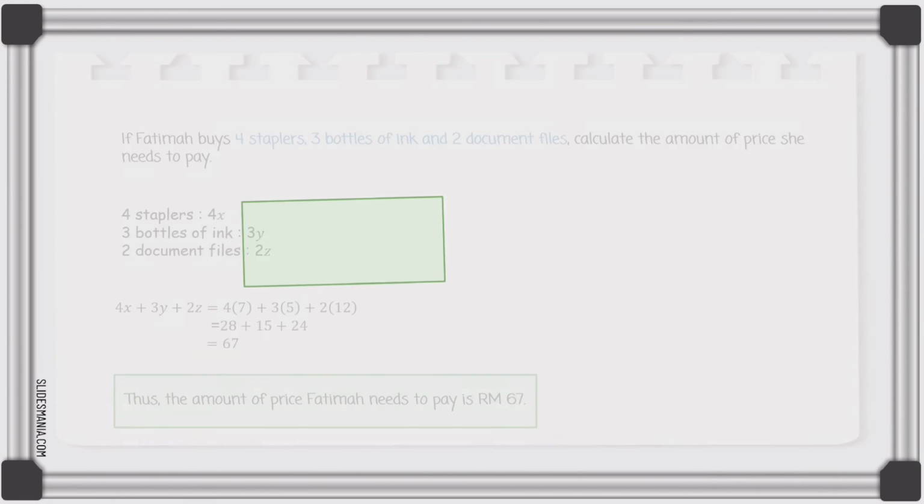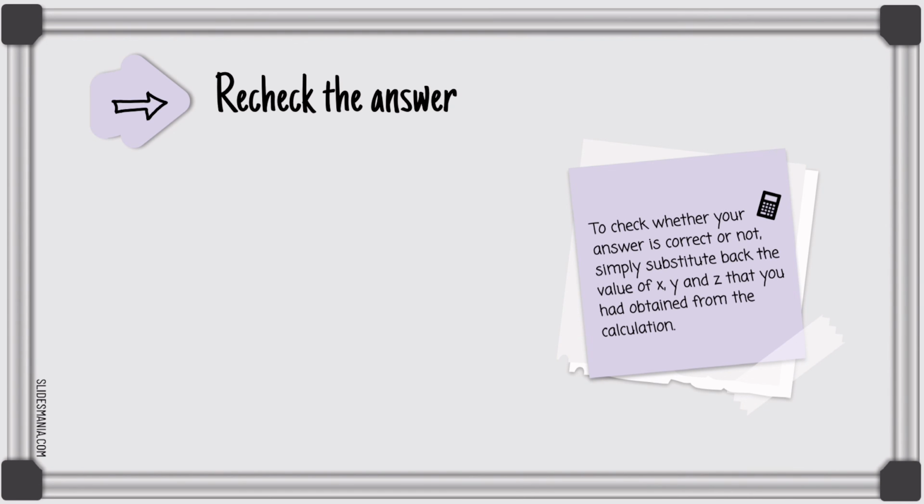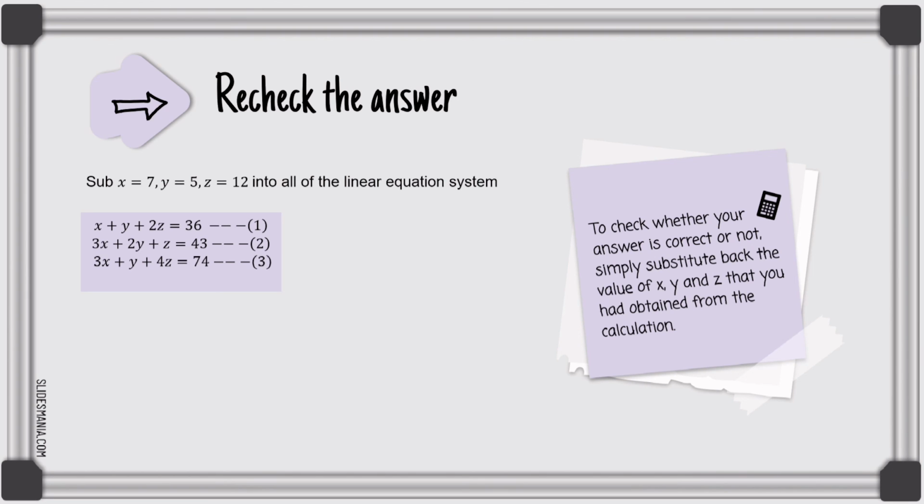After solving the problem, the last thing we have to do is recheck our answer. To check whether your answer is correct or not, simply substitute back the values of x, y, and z that you obtained from the calculation. Here are the 3 equations that we have constructed earlier. Substitute the values of x, y, and z back into all those 3 equations. Then, simply use your calculator. Once they match the equations, your answers are correct.